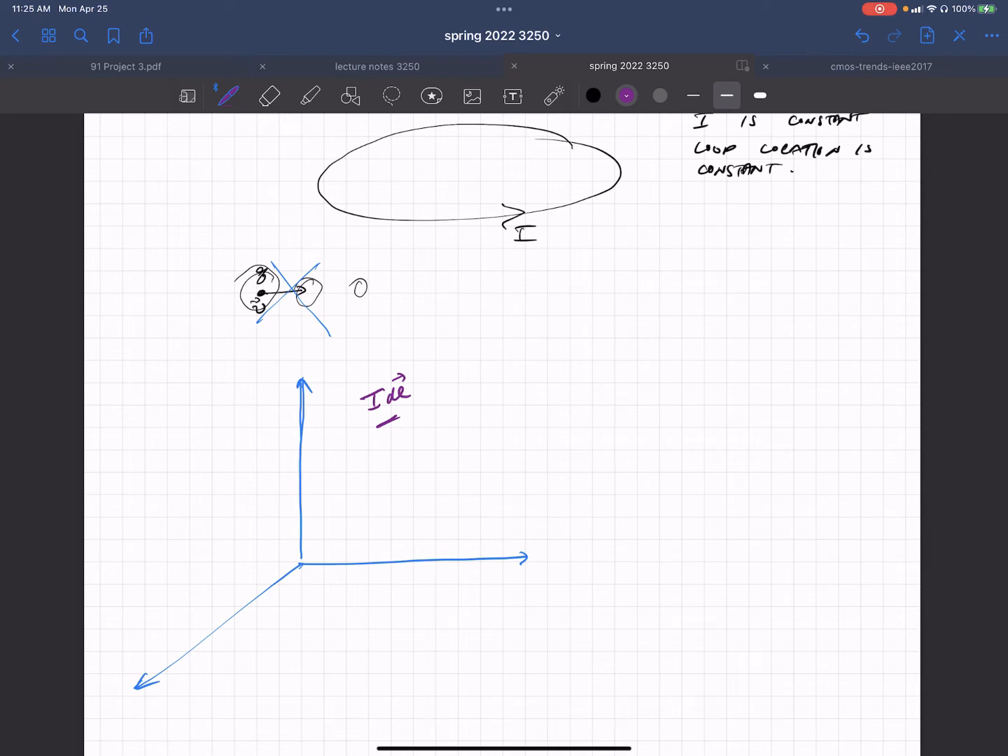This is a very short length of wire, and its length is dl, and the current along this dl has a certain direction. That's the direction of the vector.